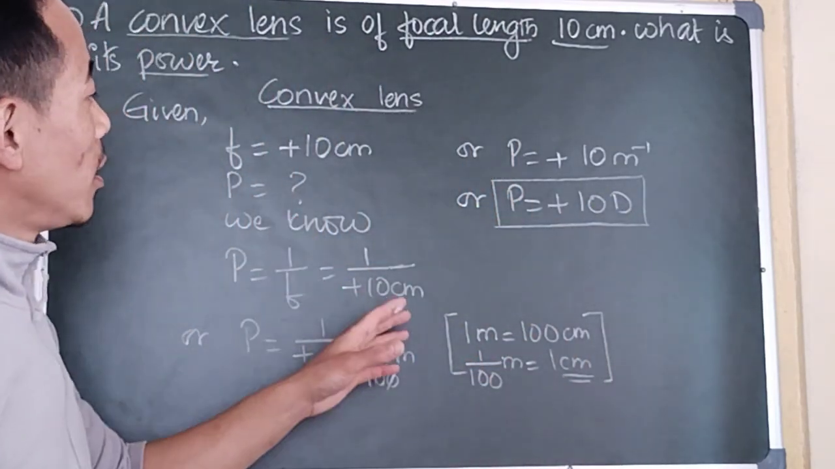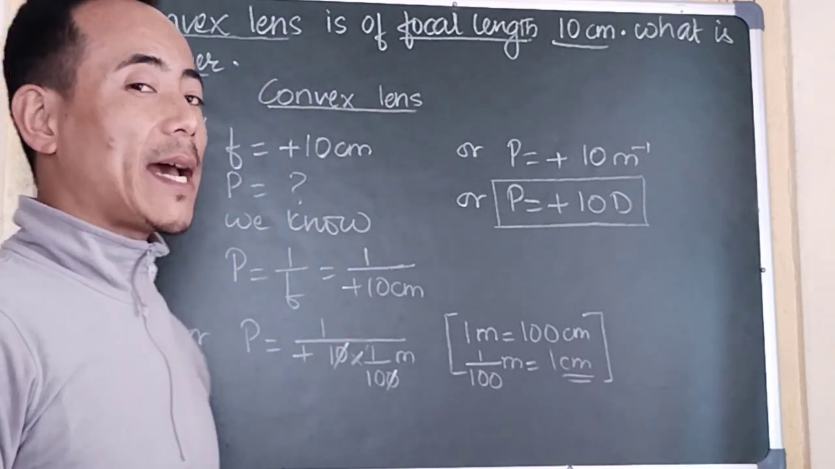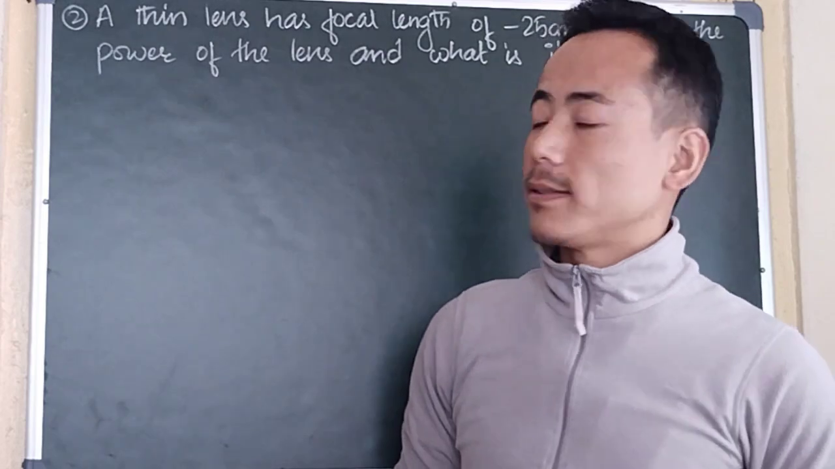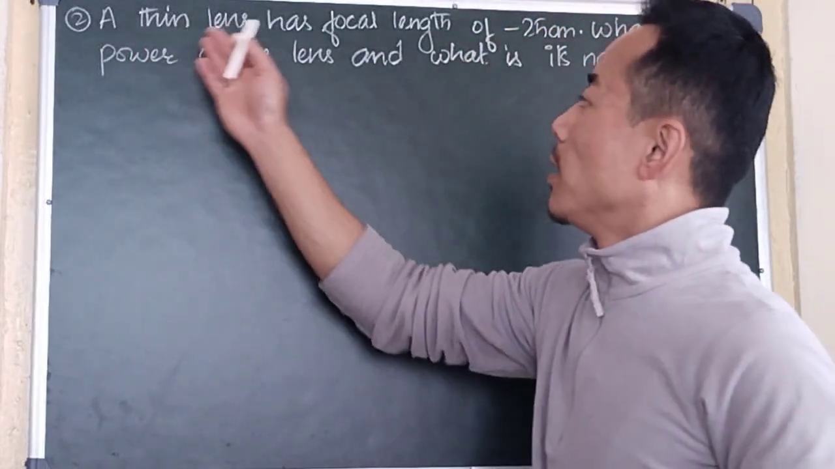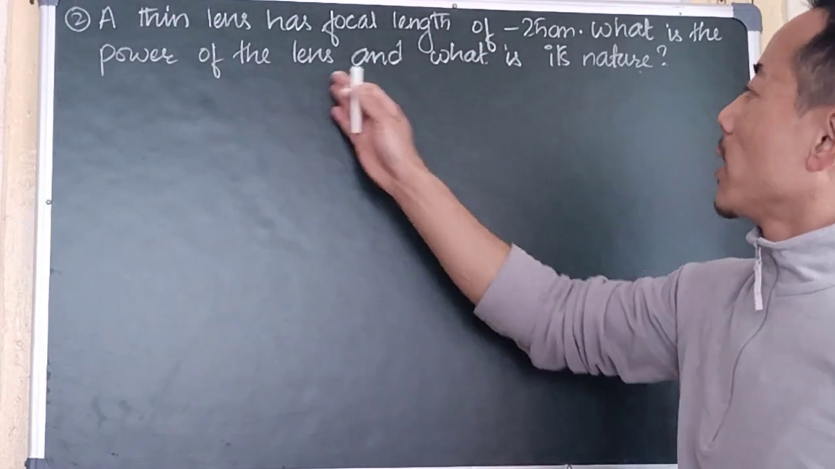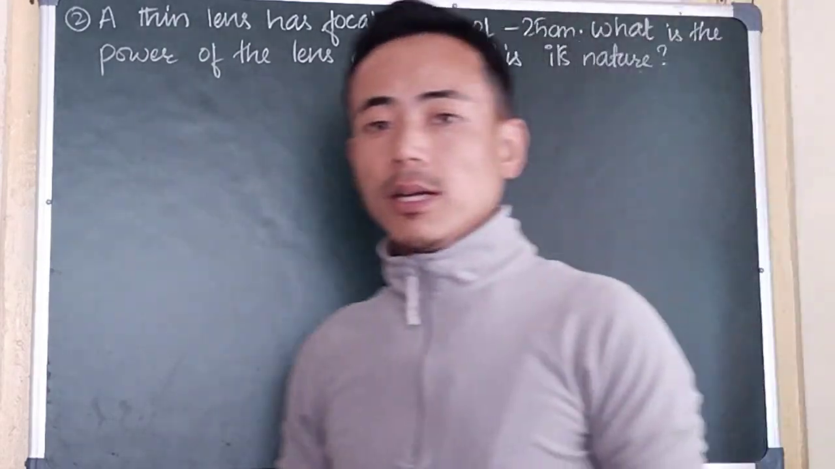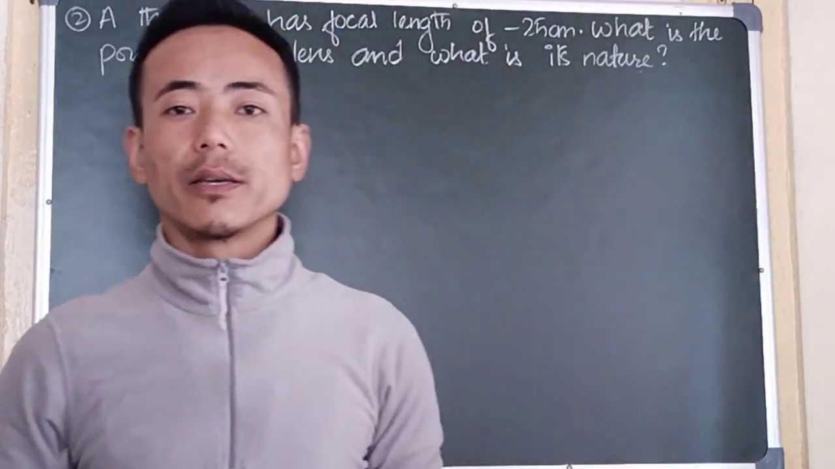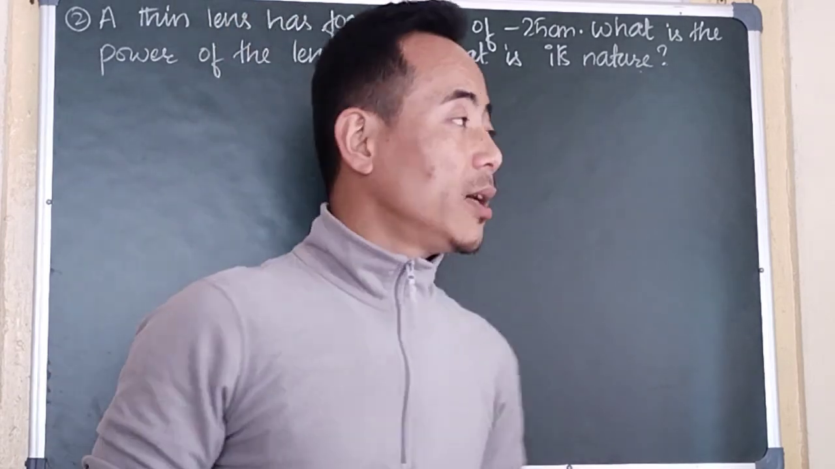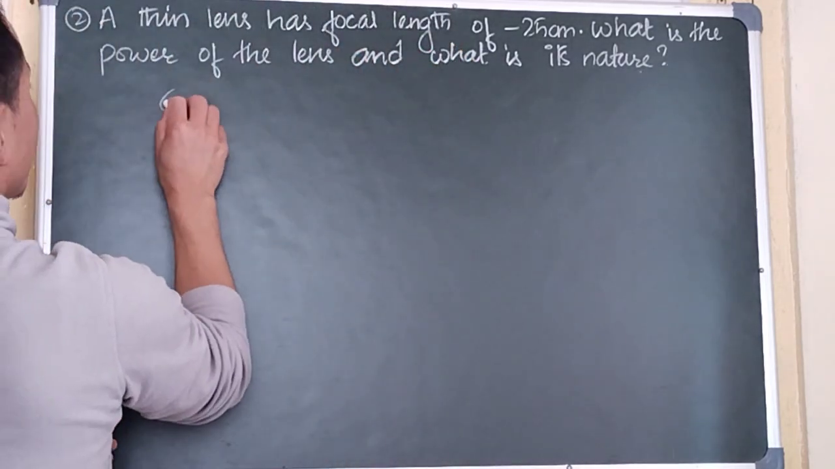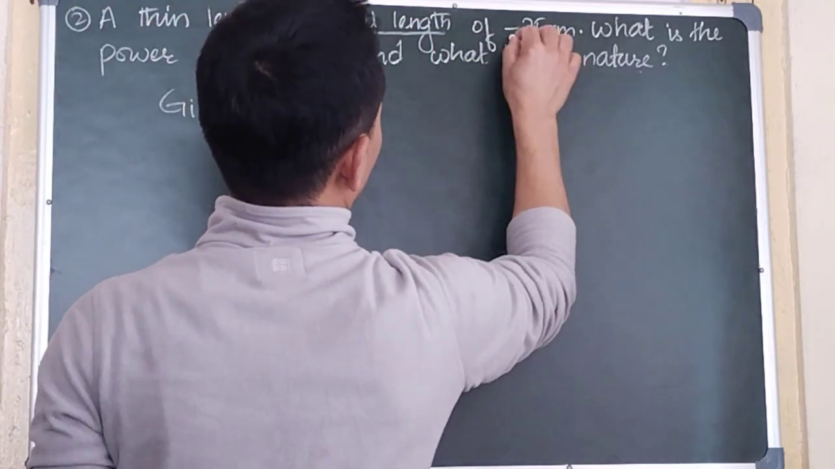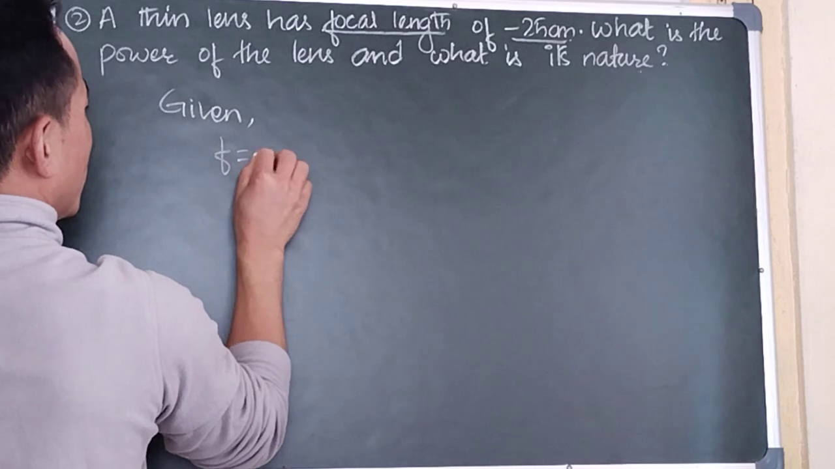Alright, sometimes other types of questions will also be added here, so we will discuss that in the other questions. Alright, so let's discuss this second question. Question says a thin lens has a focal length of minus 25 centimeter. What is the power of the lens and what is its nature? So there are two questions that have been asked here. One is the power, the second thing is the nature. So let's do this. The first thing that you have to write here is given. So the given term here is focal length, which is minus 25 centimeter.